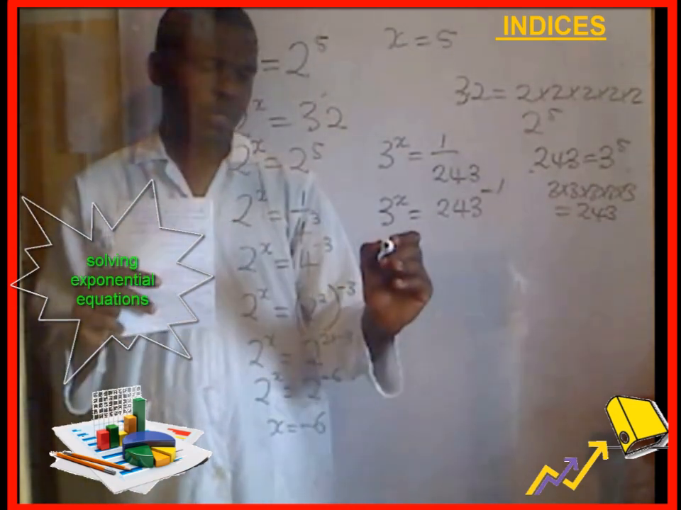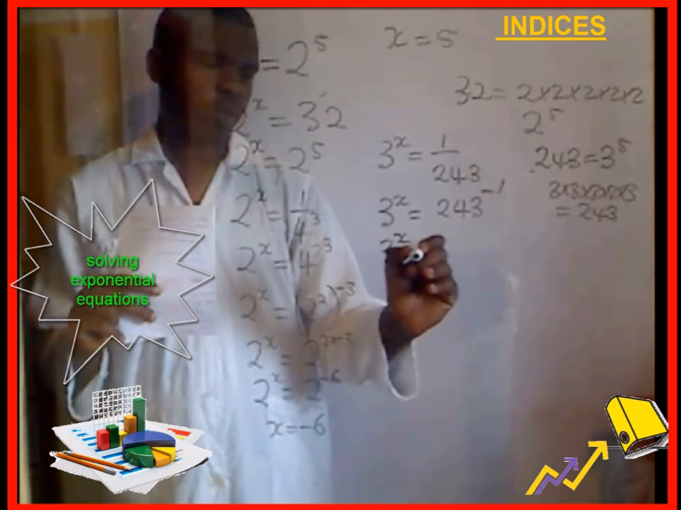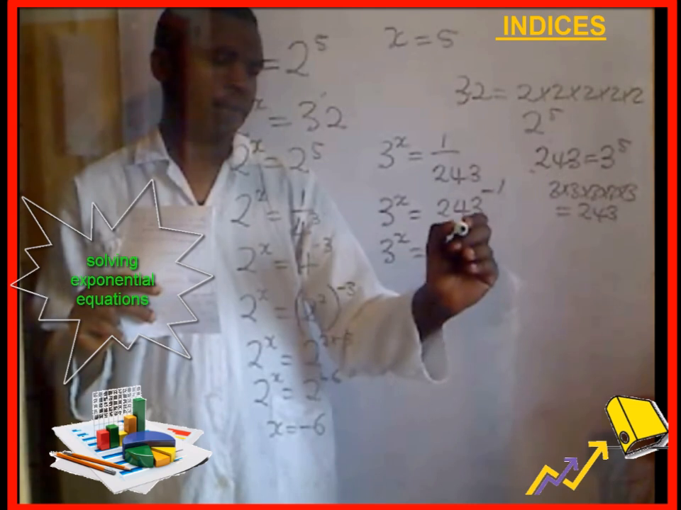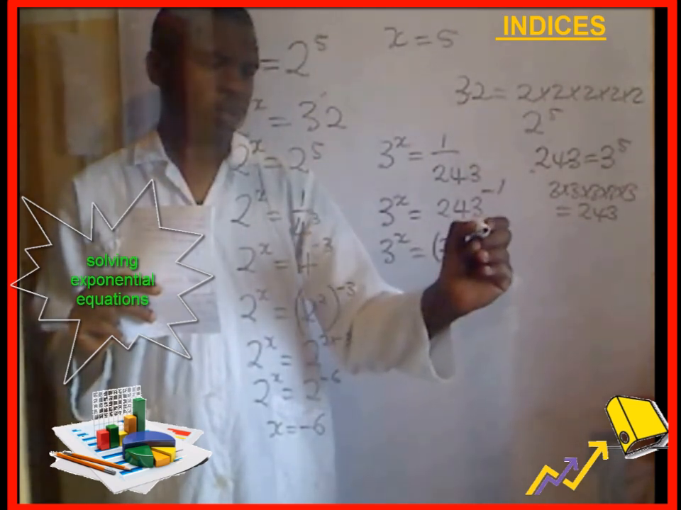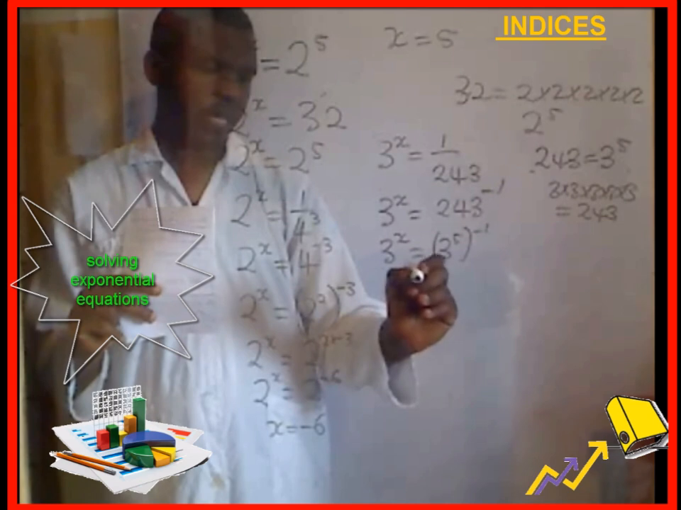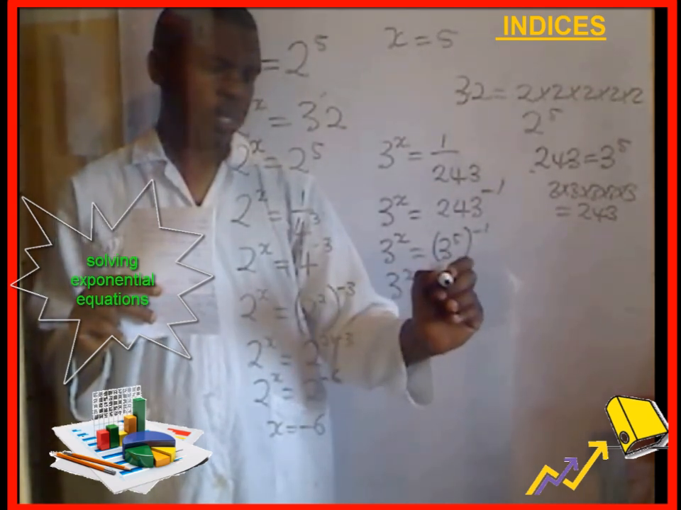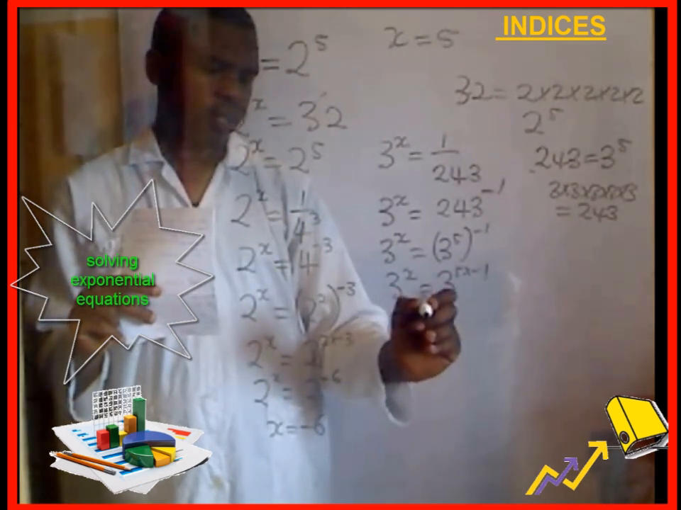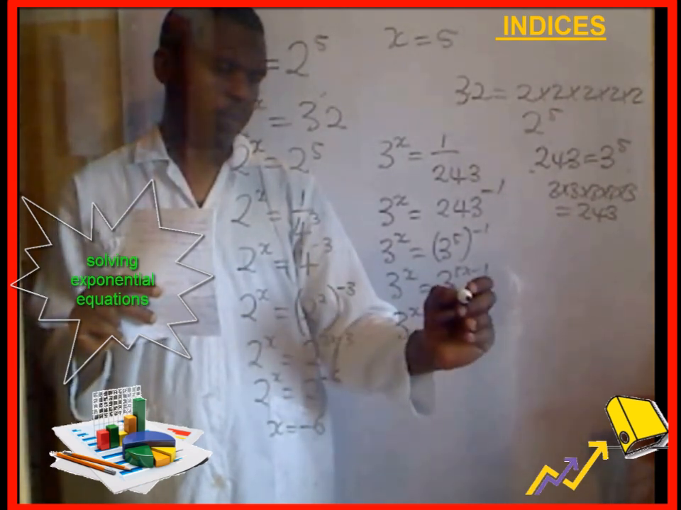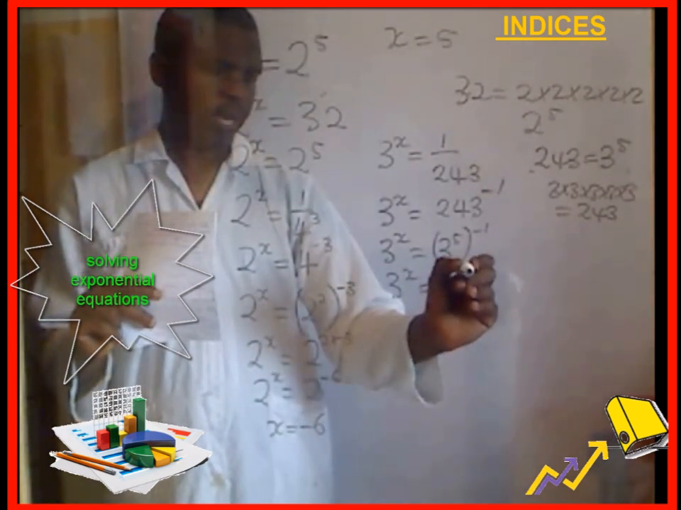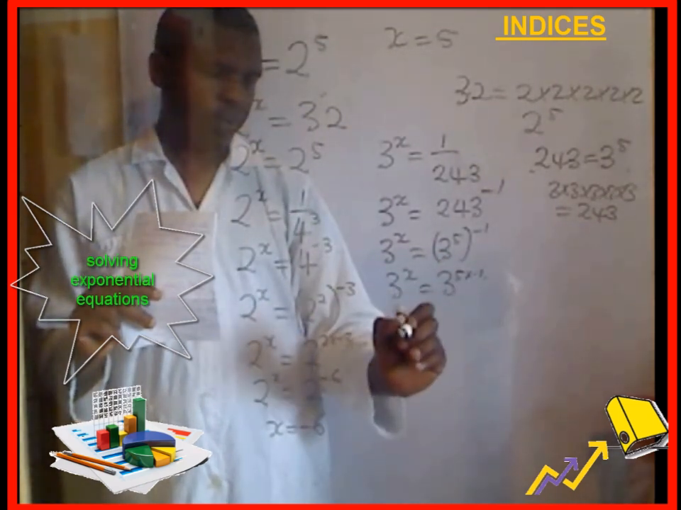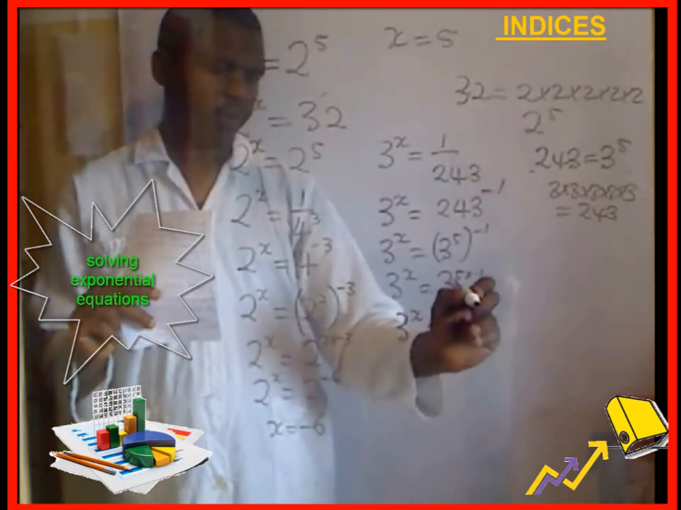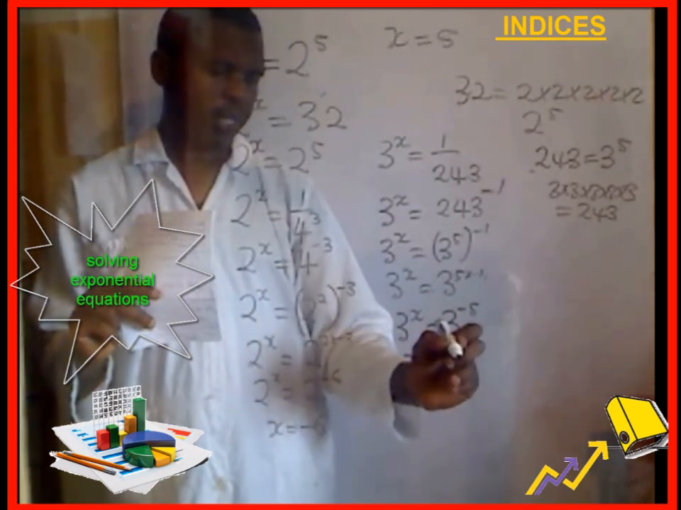Let's come back to this. 3 raised to the power x is equal to 3 raised to the power 5, all raised to the power minus 1. 3 raised to the power x is equal to 3 raised to the power 5 times minus 1. So 3 raised to the power x is equal to 3 raised to the power minus 5. Our x there now will be equal to minus 5.